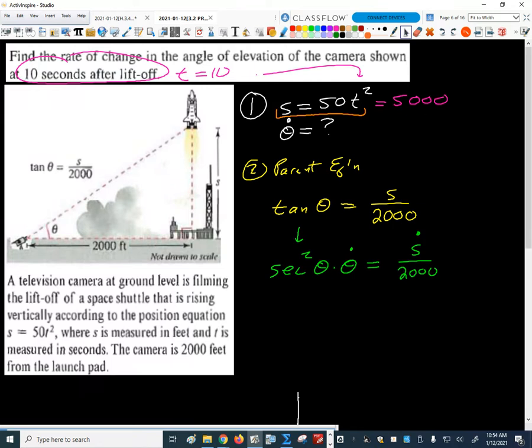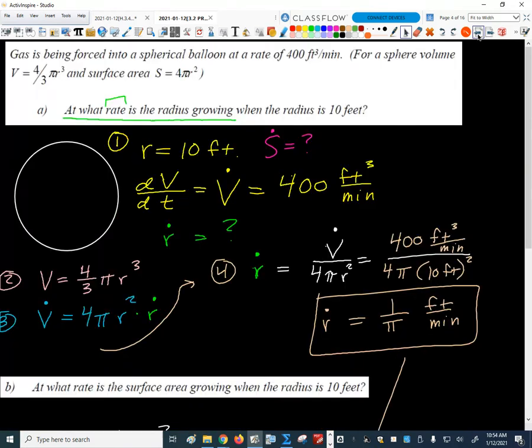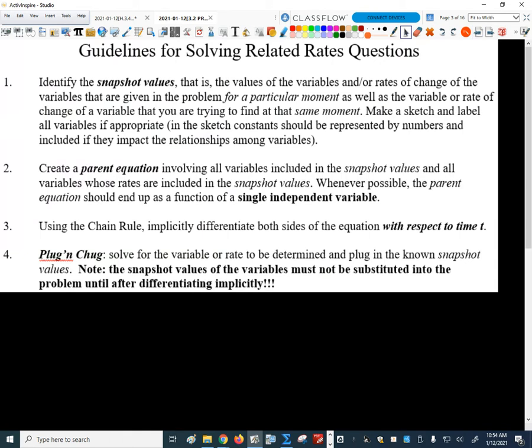So when we're creating our snapshot values, let's just go back to this for a second. Step 1, we're trying to identify, for the one frame that we're asking about in the video, what the values are of all of the variables and the rates that we can. We want to identify any information we're given about that stuff, and also what it is we're trying to find on that list.